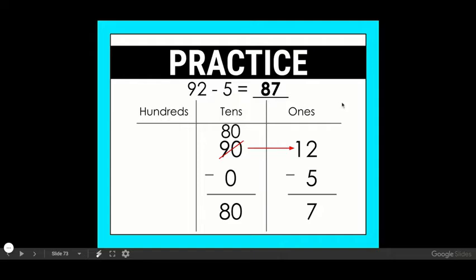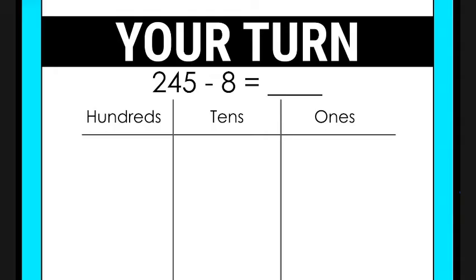Now it's your turn to try one with me. Go ahead and grab your paper and draw out your hundreds, tens, and ones chart. Our first problem is going to be 245 minus 8. So go ahead and point to the minuend. Which number are we going to build? We're going to build 245. So let's start by writing that in expanded form in our hundreds, tens, and ones chart.